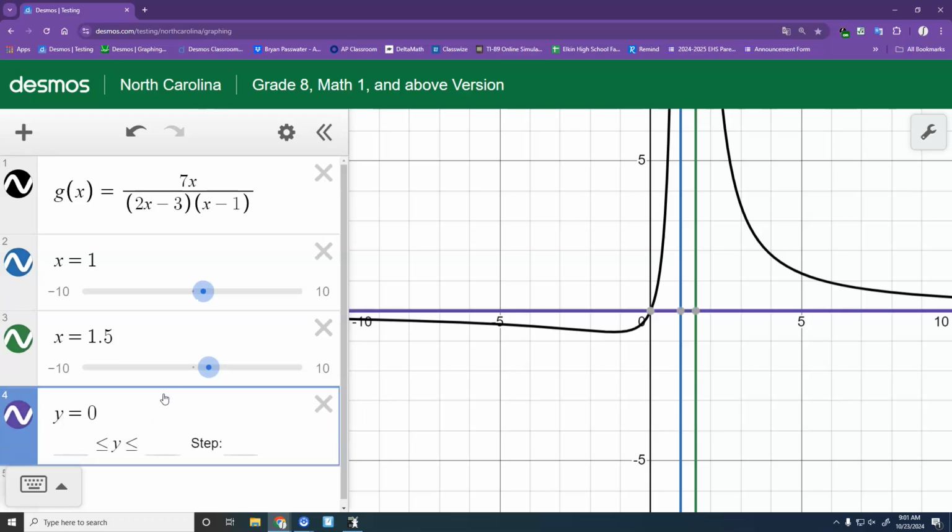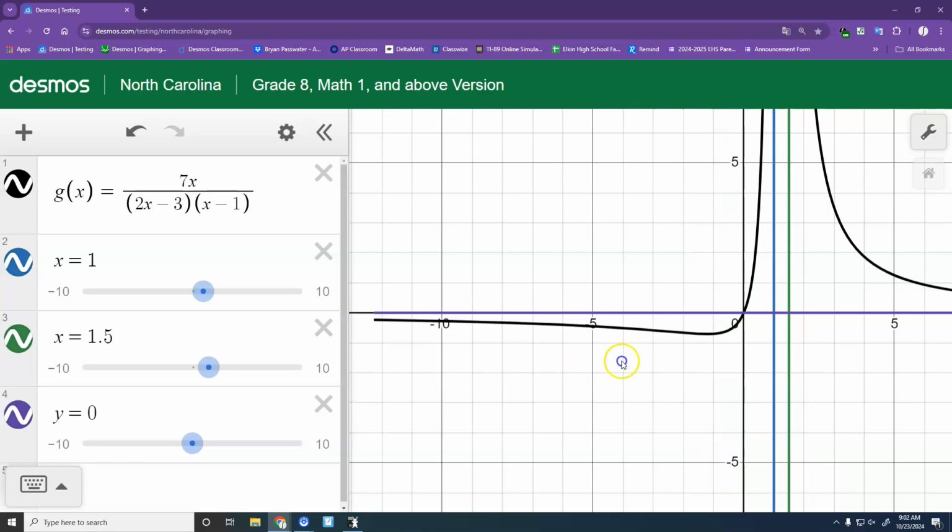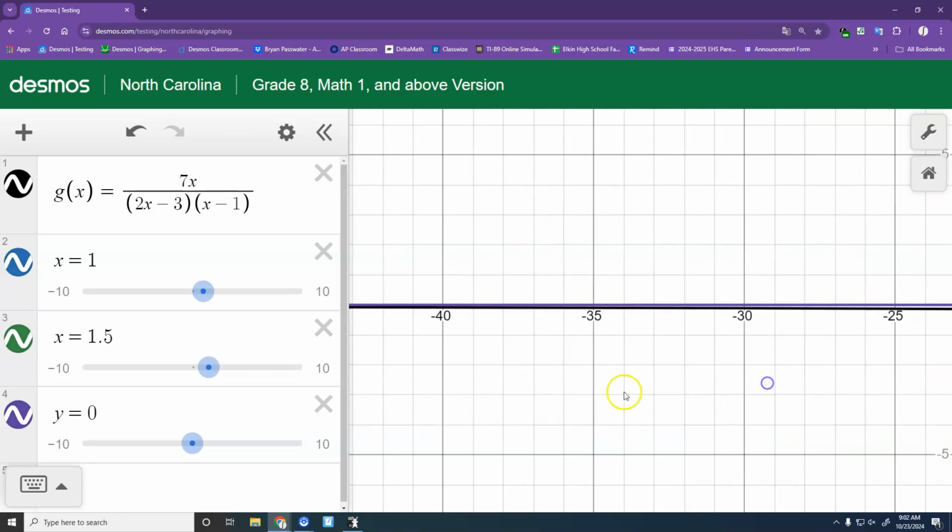y equals 0. All right. So when you're thinking about horizontal asymptotes, you're only thinking about the ends of the graph. So it might cross it in the middle, right? And you can see it crosses here. It's okay. You're thinking about what is happening on the ends.